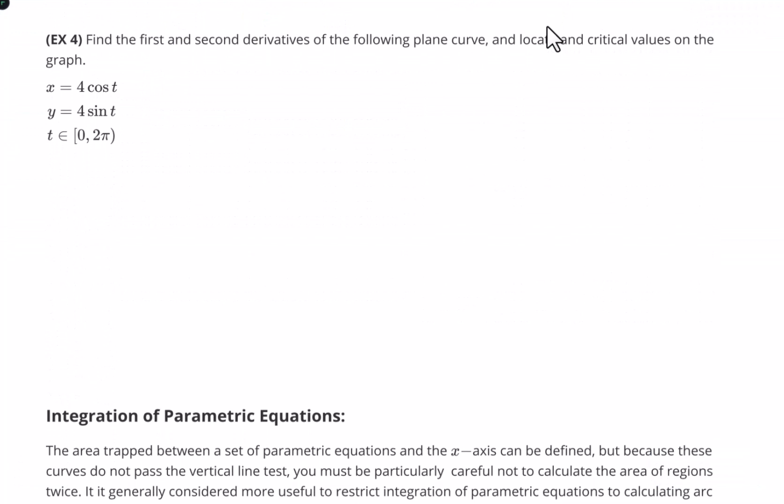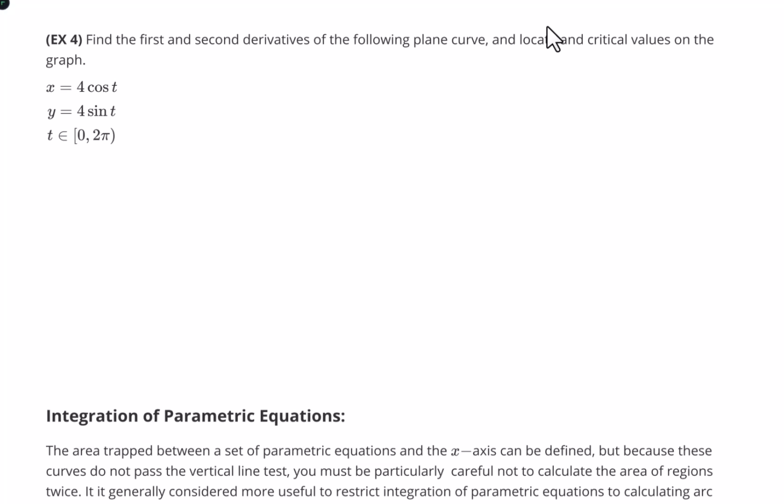And one more example here. We want to do the same, find first and second derivatives of the plane curve and locate critical values on the graph. All right, so this curve you should recognize from the previous section as a circle. And so a circle, you should already know there would be 4 critical values, so 4 places where we can have horizontal and vertical tangent lines. But let's see if the math works out that way and tells us that.